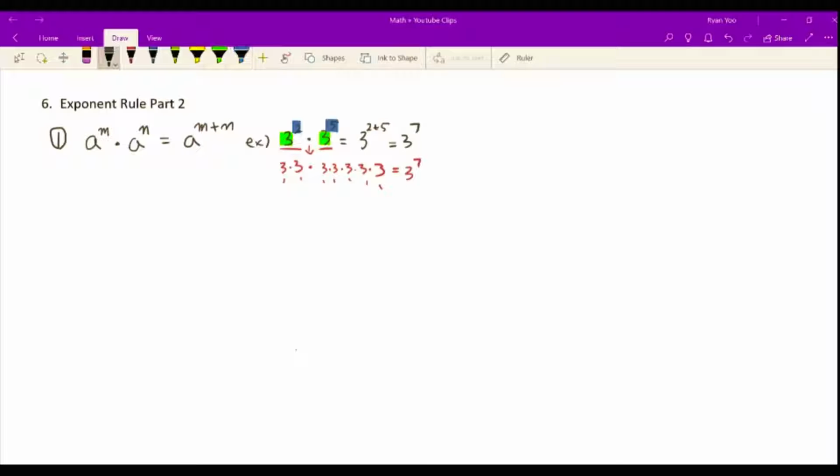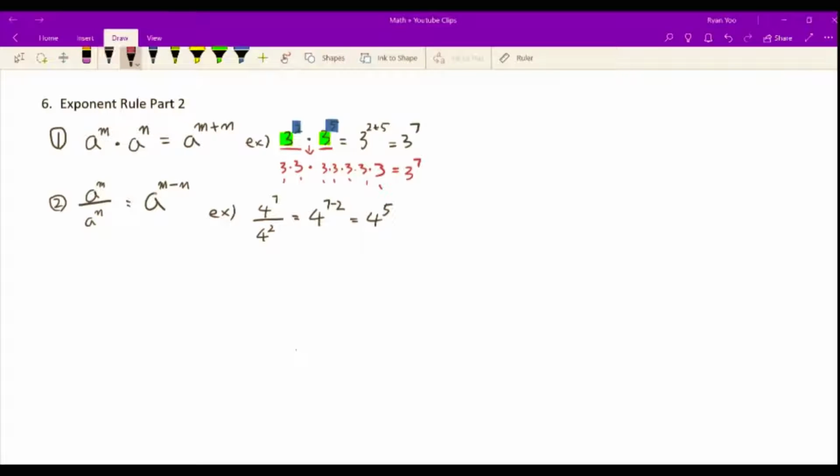All right, number two. Pretty much the same thing, but when you have the same base, a to the mth power, now divided by a to the nth power, then you subtract. When you subtract the exponents, it is always top minus bottom. So for example, if you have 4 to the 7th power divided by 4 to the 2nd power, then it is 4 to the 7 minus 2, therefore it will be 4 to the 5th power.